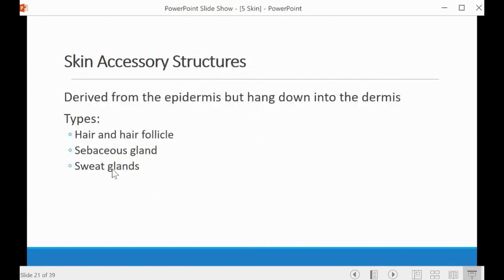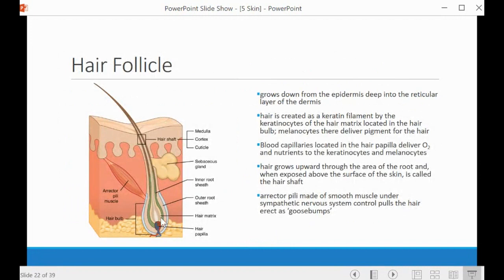Okay. So let's talk about some of these accessory structures. They're derived from the epidermis, but they hang down into the dermis, like our hair and hair follicles, sebaceous glands, and our sweat glands. The hair follicle grows from the epidermis deep into the reticular layer. Okay. The hair is created as a keratin filament by the keratinocytes of the hair matrix. They are located down here in the hair bulb.